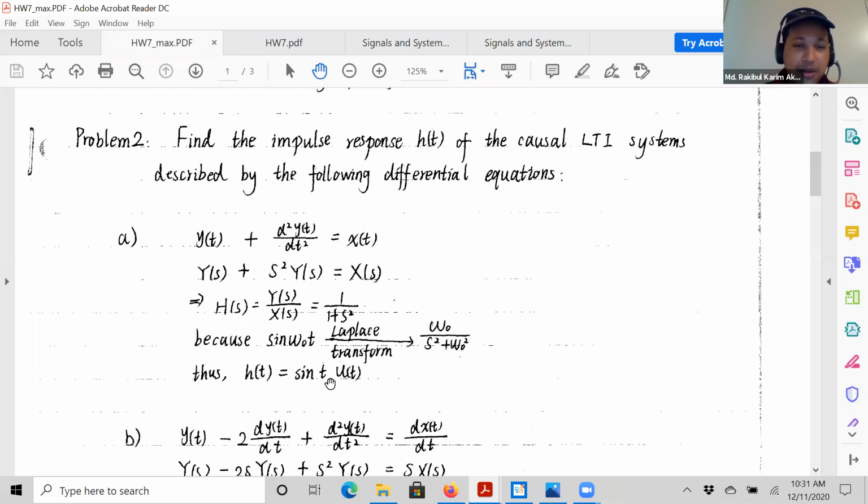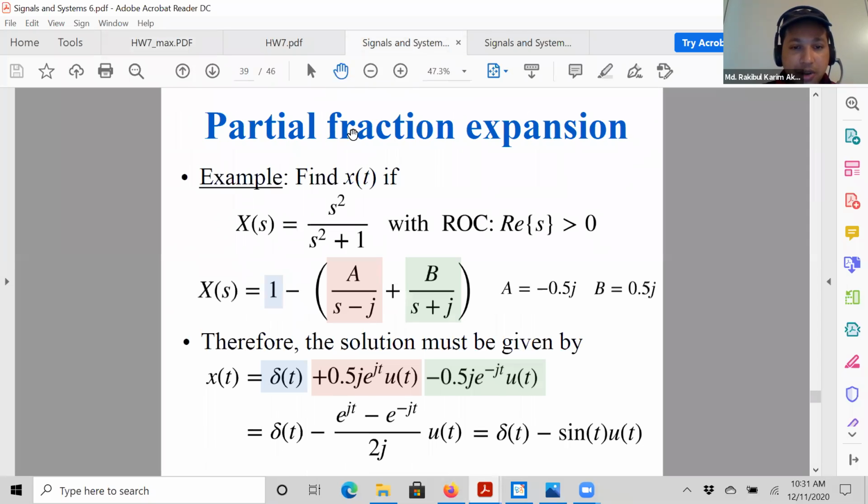And everything is a causal LTI system. That's why this is a causal system actually. That's why you need to write u(t), multiplied with u(t). Like in all of your examples, there was some multiplication by u(t).